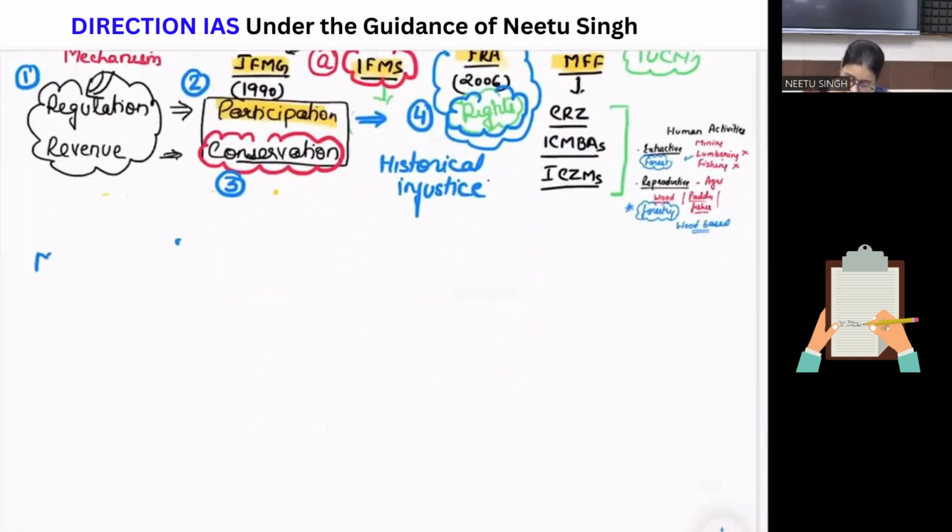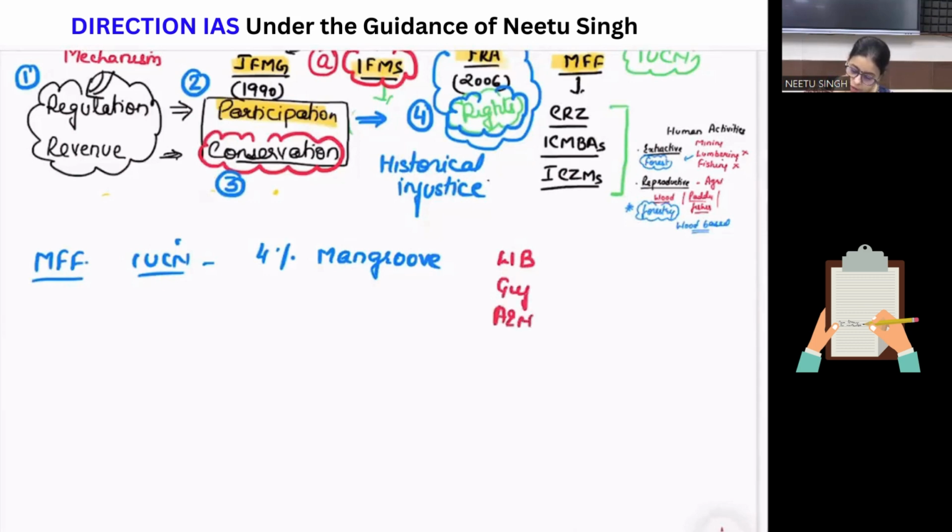When I talk about MFF, the IUCN's initiative, we are aware of the fact that India roughly accounts for 4% of the global mangroves. Mangroves are identified to be the transitional biome between true land and true water. Along 7,516 kilometers of the entire shoreline of India, we have mangroves. However, when I talk about the prominent mangrove areas in the country, a direct question can be asked: it is West Bengal, it is Gujarat, and it is Andaman and Nicobar Islands.